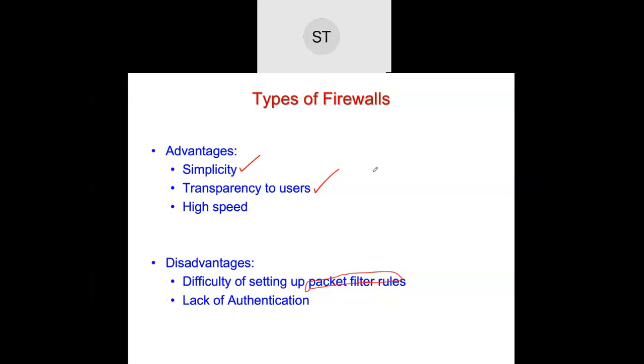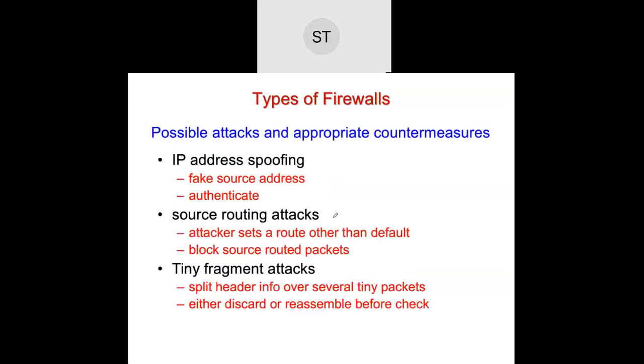So implementing a simple packet filter firewall is simple, transparent to the user, and speed is good, but there are two major disadvantages: the rules are very complicated, deciding the rule is a very complicated thing, and secondly, an authentication mechanism is not there. Then the possible attacks: address spoofing, source routing, tiny fragmentation. Okay, these are the different things.